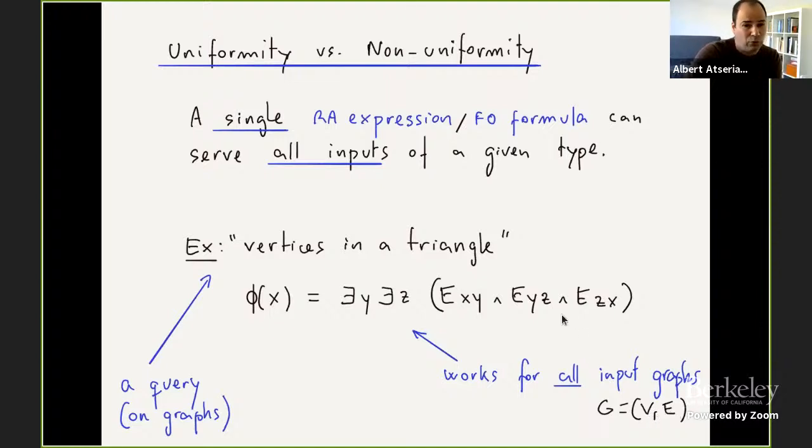So in this sense, it's a uniform model, but we could also imagine a non-uniform model of computation, where we could have, for example, a different relational algebra expression for different input lengths. This is an approach that is actually quite useful, but it's not the one I'm following in this, and it's not the one traditionally followed in descriptive complexity. Because today I want to focus on the past and present of descriptive complexity, we're going to focus on the uniform model. These things are usually called queries. So this is a query on graphs. They are graphs because the types are vertices and edges. Very good. So uniformity versus non-uniformity.